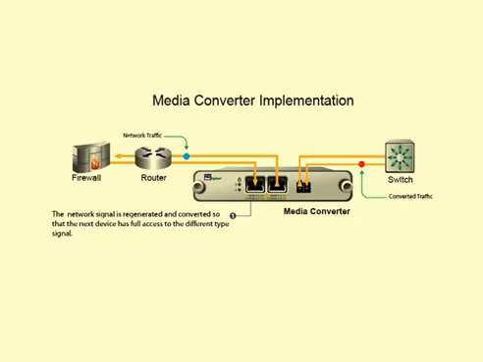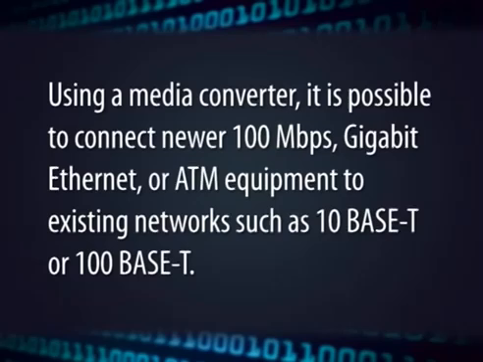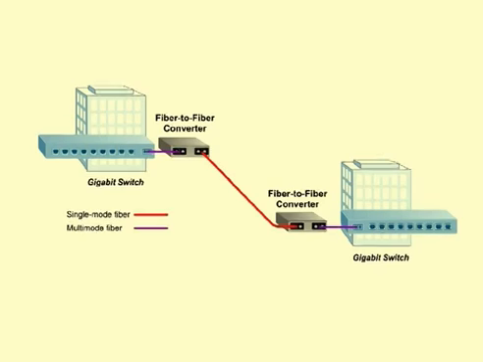Media converters are a technology that allows administrators to interconnect different media types, for example, twisted pair, fiber and thin or thick coaxial, within an existing network. Using a media converter, it is possible to connect newer 100 Mbps, gigabit Ethernet or ATM equipment to existing networks such as 10BaseT or 100BaseT. They can also be used in pairs to insert a fiber segment into copper networks to increase cabling distances and enhance immunity to electromagnetic interference, that is EMI.